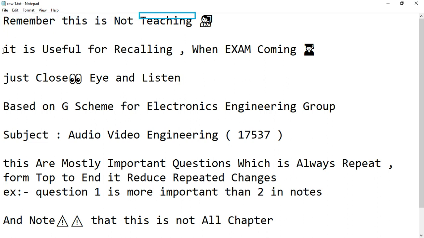Remember, this is not teaching, man, teacher. It is useful for recalling when exam is coming, man, student. Just close your eyes and listen.